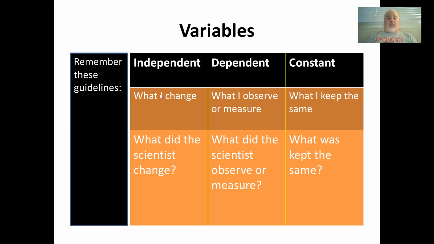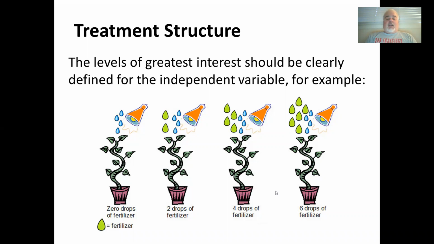So remember, the independent variable is what you change. What did the scientist change? The dependent variable is what did I measure or observe? And the constant is what did I try to keep the same? And I think this previous slide does a good job of that. I've got the same pot size, same soil type, same plant genetics, same light source, same water. I'm only changing fertilizer. Fertilizer is my independent variable.